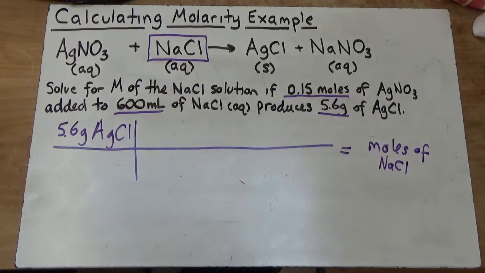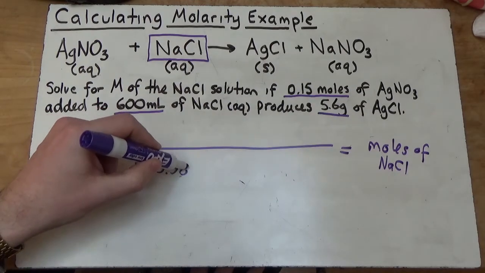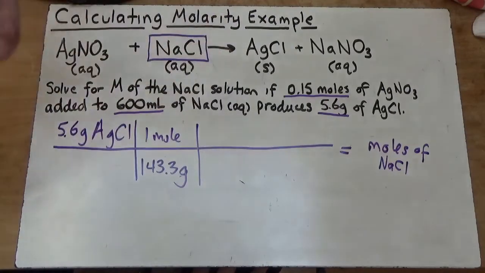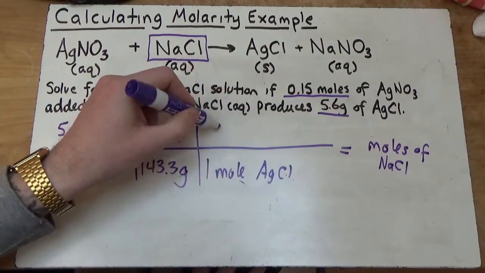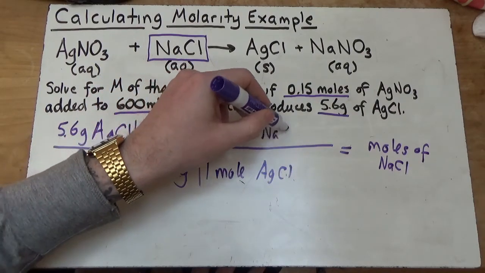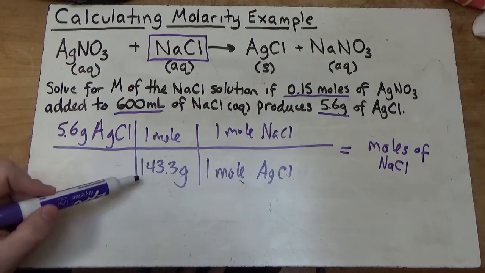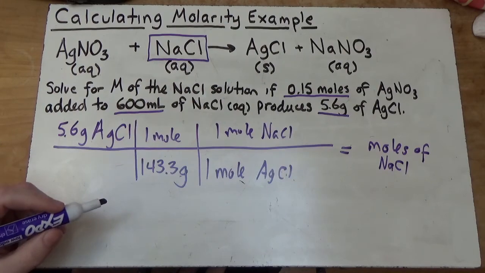So we're going to do that in a very similar way to what we just did. We're going to use the ratio, we're going to use the molar mass. Molar mass of silver chloride is 143.3. And the ratio of everything up here is 1 to 1. When we go do this math, we do 5.6 divided by 143.3, and you're going to get 0.039.